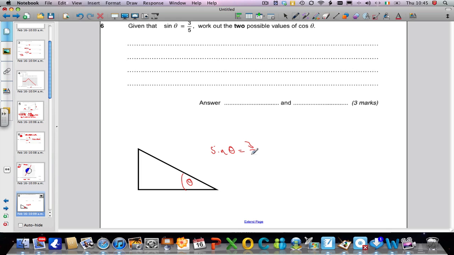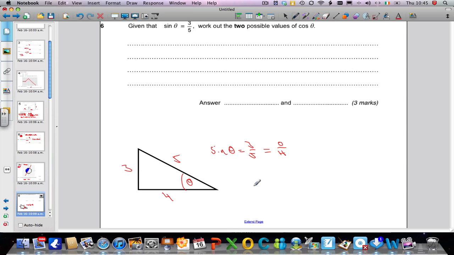equals 3 over 5. Hopefully you remember from SOHCAHTOA, or whatever way you remember your trig functions, that sine of an angle is the opposite over the hypotenuse. So the opposite in this case must be 3, the hypotenuse must be 5, and if you know your Pythagorean triples, you can work out that this is 4. It's the general 3, 4, 5 triangle.